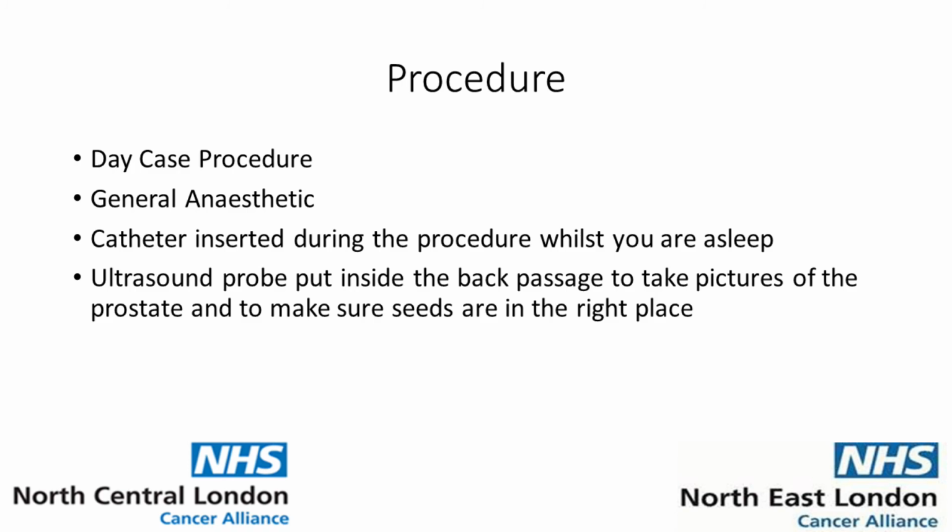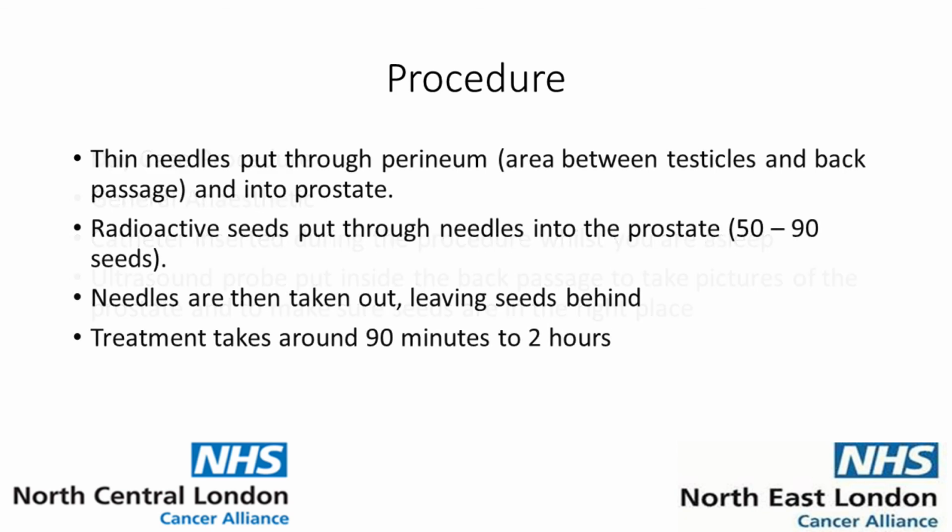Then an ultrasound probe is put inside the back passage to take pictures of the prostate and to help guide the doctors to put the seeds into the prostate. Thin needles are put through the area between the testicles and the back passage, called the perineum. Radioactive seeds are then put through these needles into the prostate. We usually use between 50 and 80 seeds for each patient. Once this is done, the needles are taken out and the seeds are left behind. The treatment usually takes between 90 minutes and 2 hours.